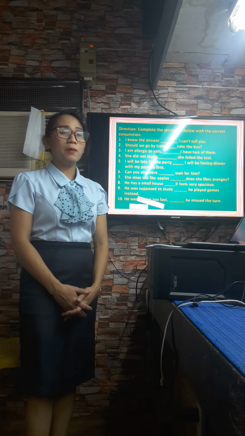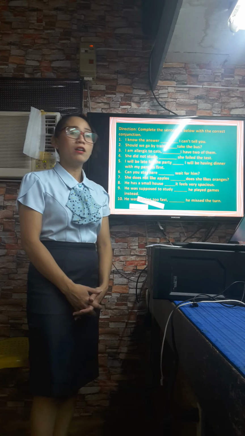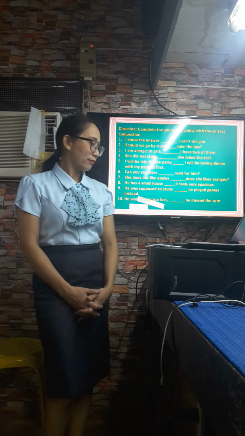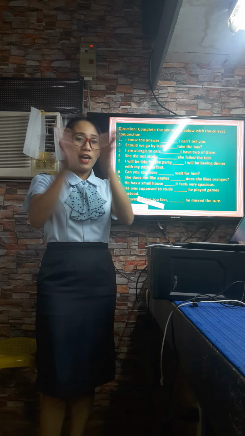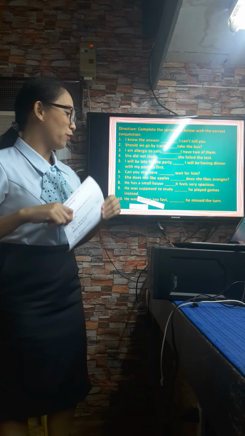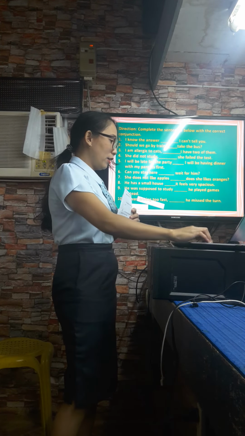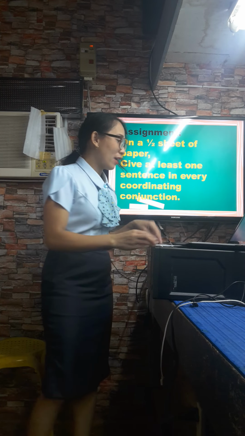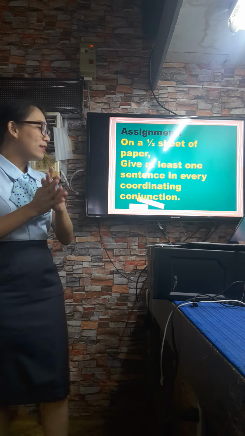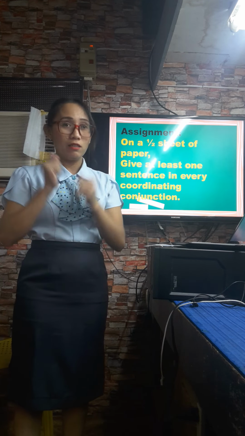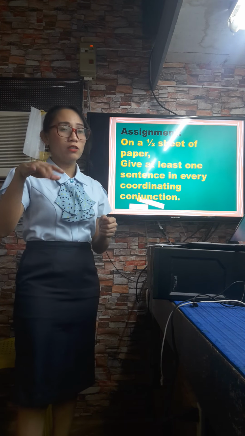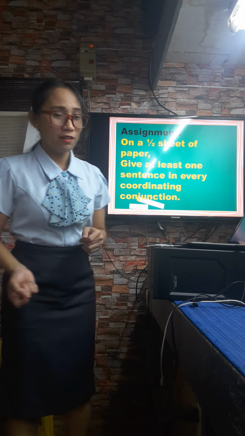Are you done preparing the paper? Half sheet of paper. Okay, done. Your time starts now. Okay, time's up. Pass your papers here in front. And for your assignment, on a half sheet of paper, give at least one sentence for every coordinating conjunction. Okay? Then pass the assignment on the next meeting.